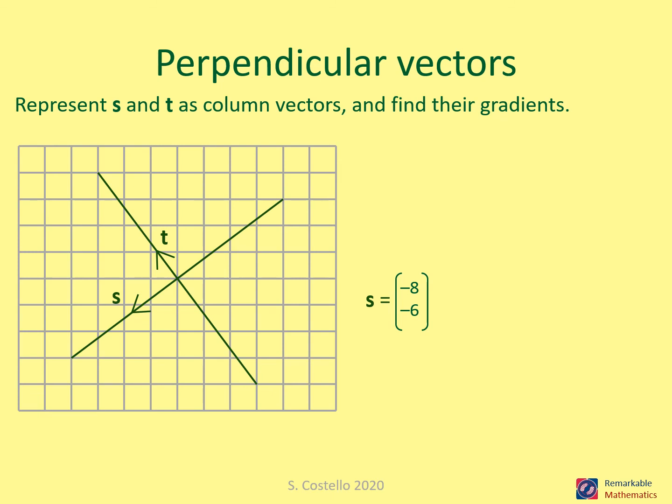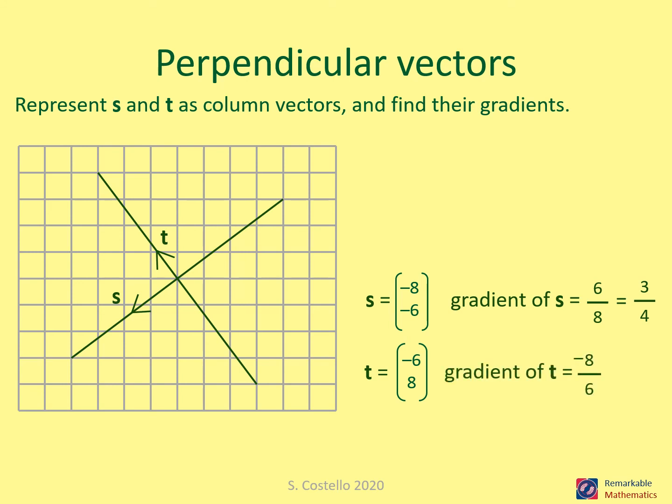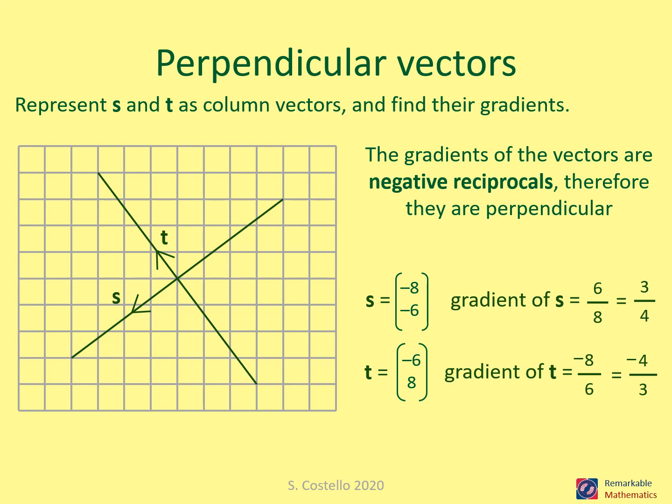For S, we've got -8, -6, which is a gradient of 6/8, which simplifies down to 3/4. Vector T is -6, 8. The gradient of T is 8 over -6, and that will simplify down to -4/3. The gradients of the vectors are negative reciprocals, therefore they are perpendicular.